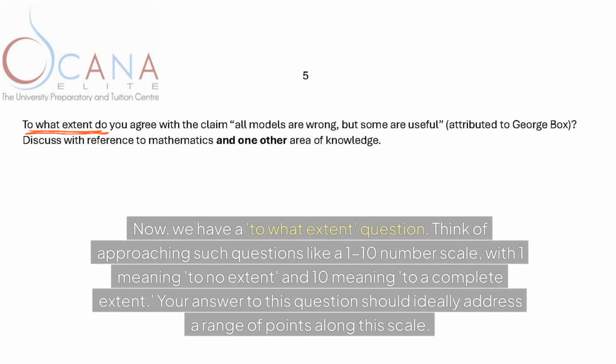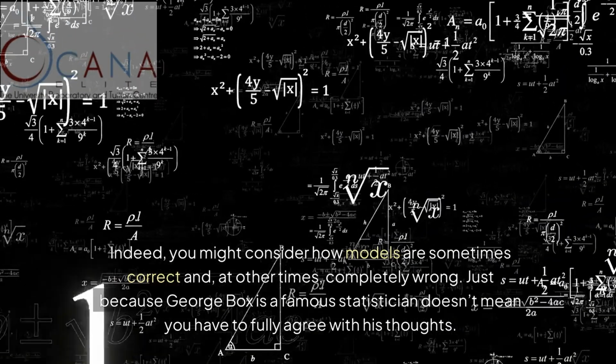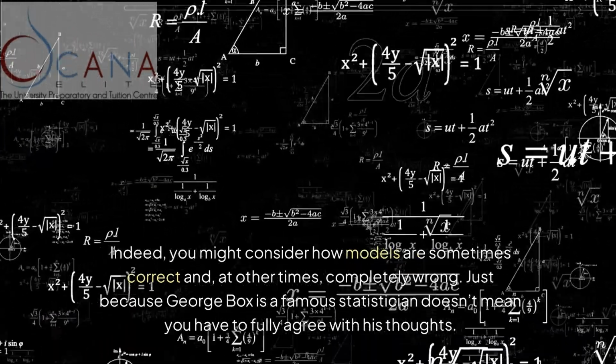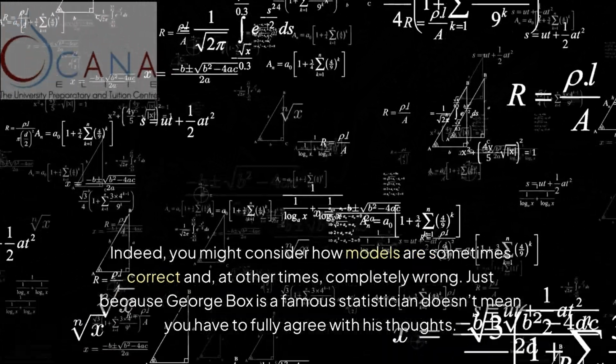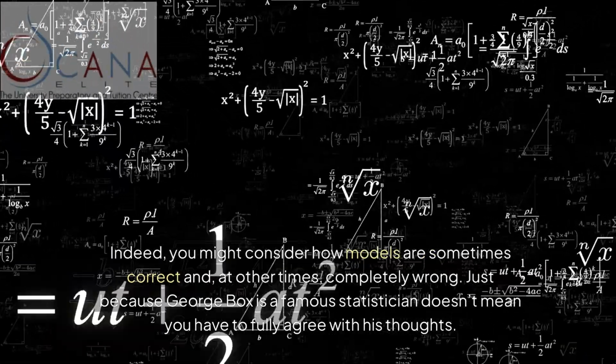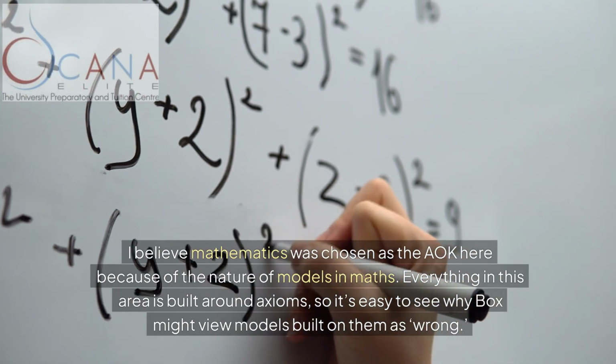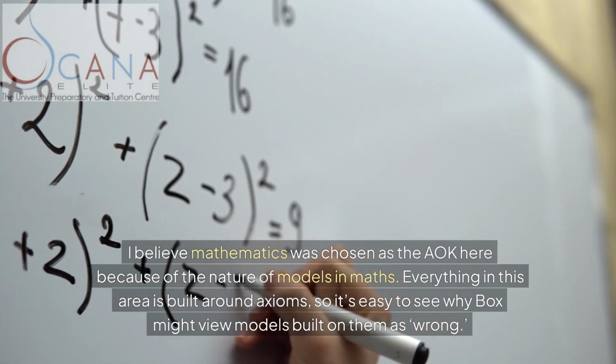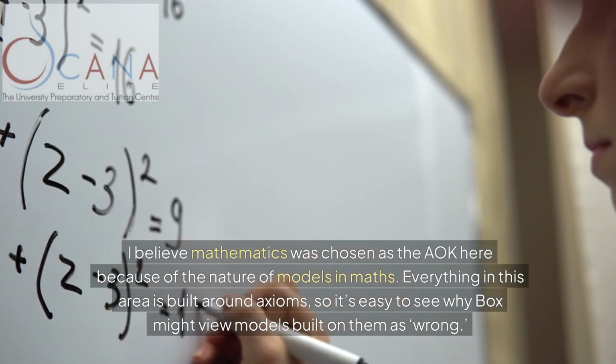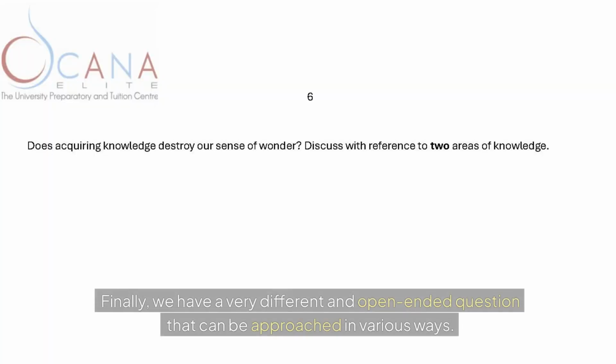Now we have a to what extent question. Think of approaching such questions like a 1 to 10 number scale, with 1 meaning to no extent and 10 meaning to a complete extent. Your answer to this question should ideally address a range of points along the scale. Indeed, you might consider how models are sometimes correct and at other times completely wrong. Just because George Box is a famous statistician doesn't mean you have to fully agree with his thoughts. I believe mathematics was chosen as the AOK here because of the nature of models in maths. Everything in this area is built upon axioms, so it's easy to see why Box might view models built on them as wrong.